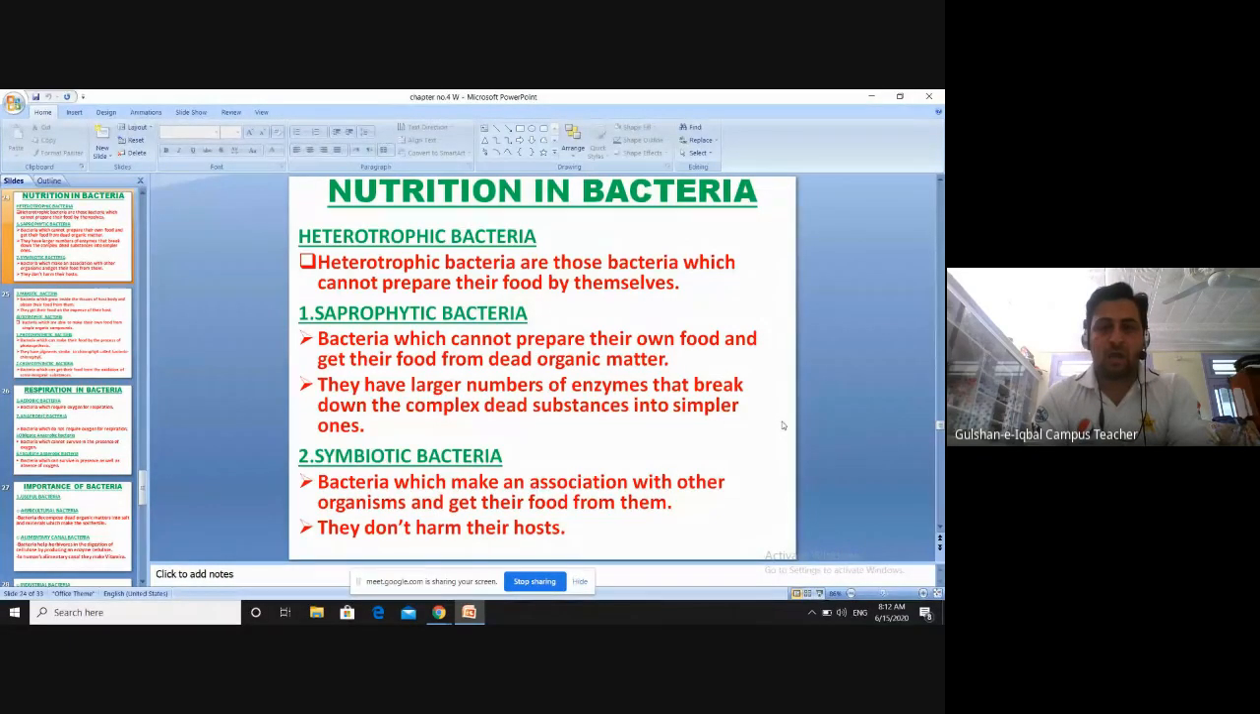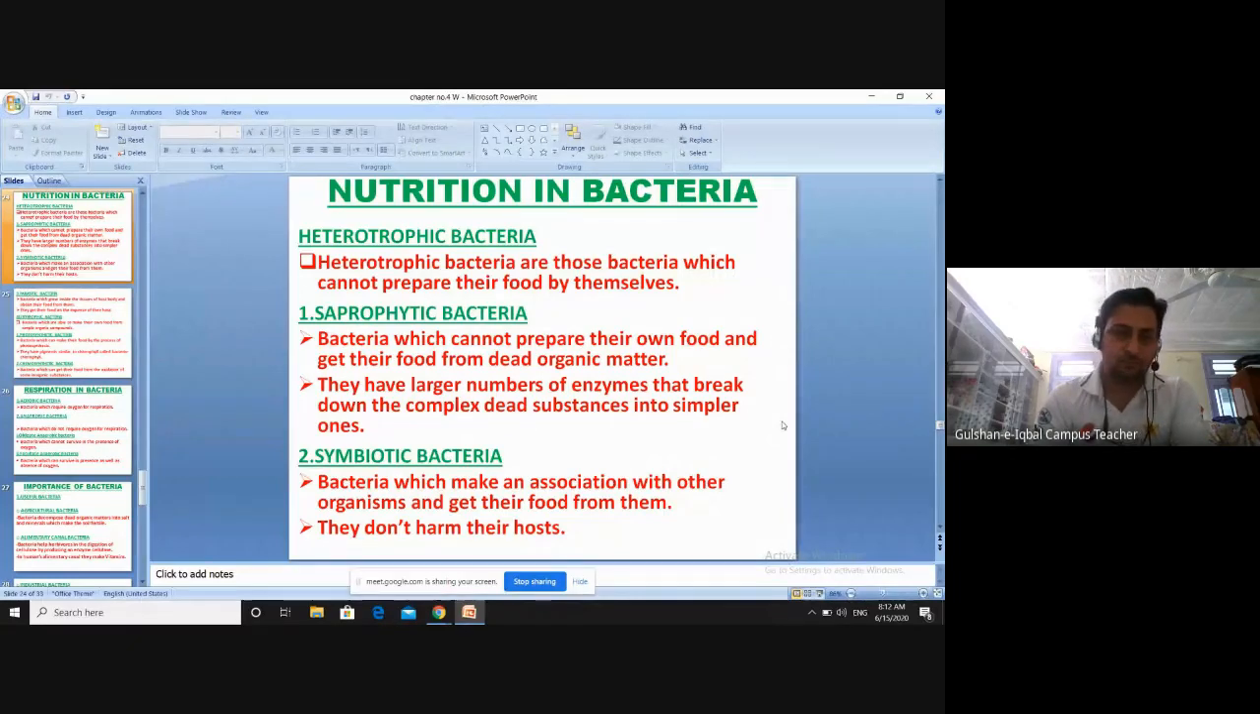Saprophytic bacteria are those bacteria which cannot make their own food, and they normally get their food from dead organic matter. The things which become dead, they decompose those things and get their food from them. They have a large number of enzymes that break down the complex dead substances and convert them into simpler ones. So they get their food from dead things, either plant or animal.